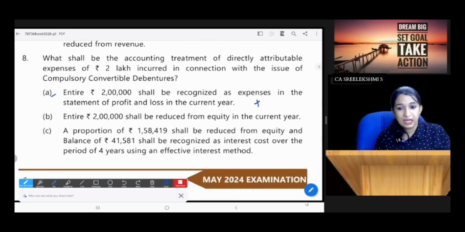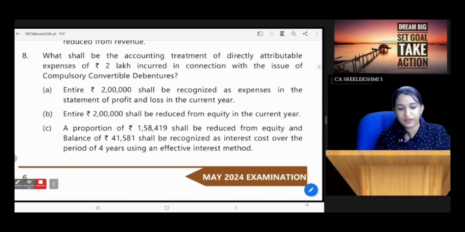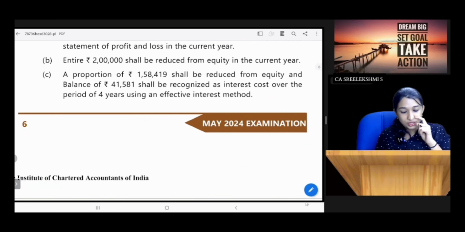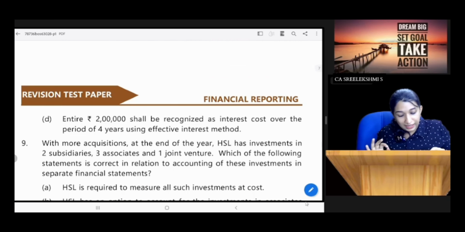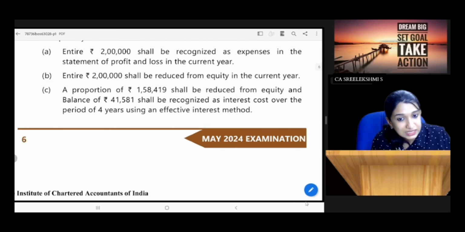Wrong. Shall the entire 2 lakhs be reduced from equity? Wrong. A proportion of 158,419 shall be reduced from equity and 41,581 shall be recognized as interest cost over the period of 4 years using the effective interest method. May be correct, but we have to calculate. Shall the entire 2 lakh be recognized as interest cost over the period of 4 years? No. So maybe the correct option is option C, but we'll definitely calculate.